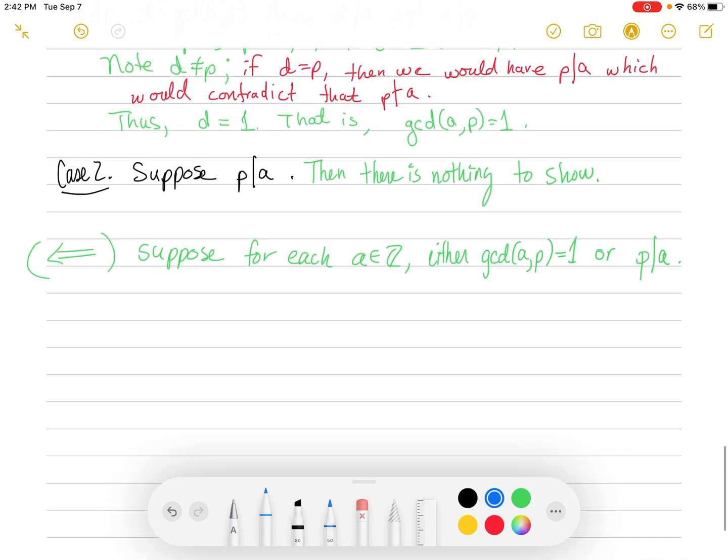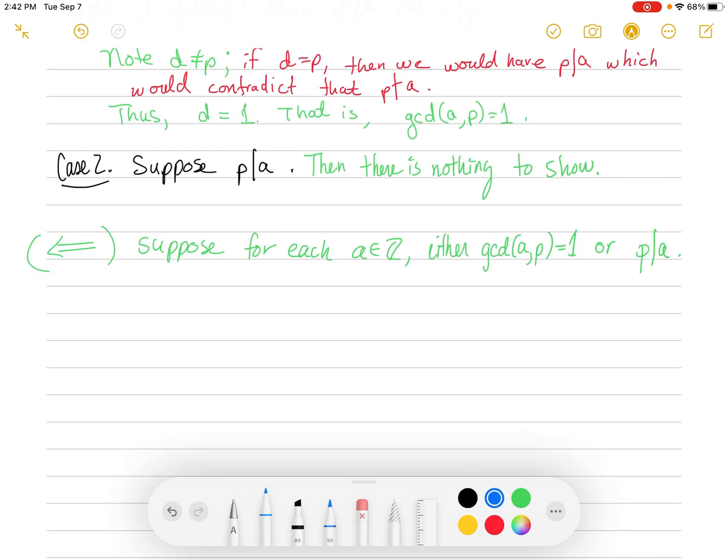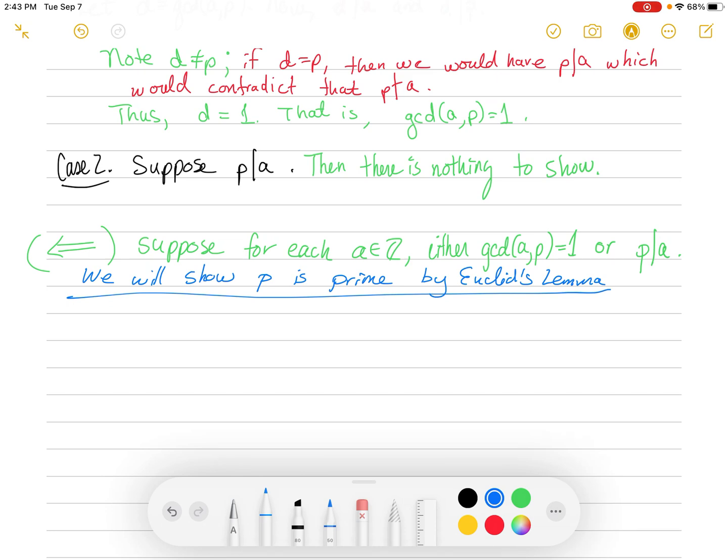P is prime. Now the way I'm going to get to the blue is by using the Euclid's Lemma version of a prime. So we will show P is prime by Euclid's Lemma. And remember what Euclid's Lemma says. P is prime if and only if P divides AB implies P divides A or P divides B. So if I can start off with P divides AB and then get to P divides A or P divides B, then I will have shown P is prime.